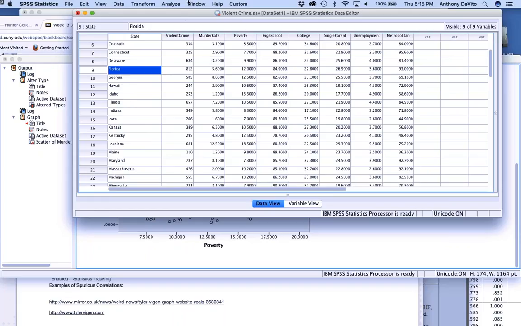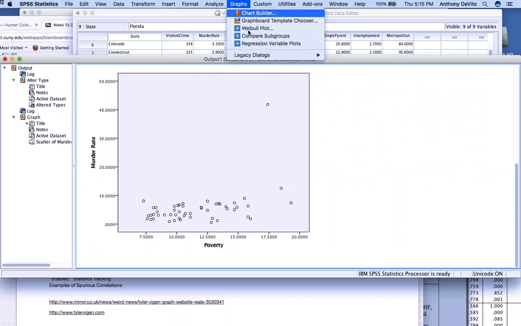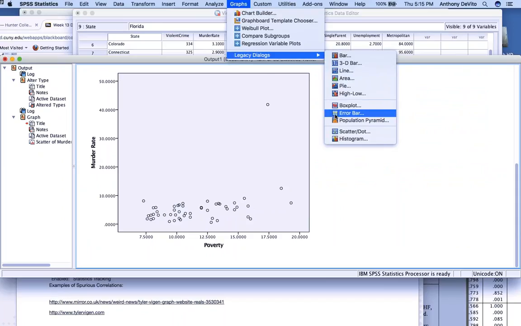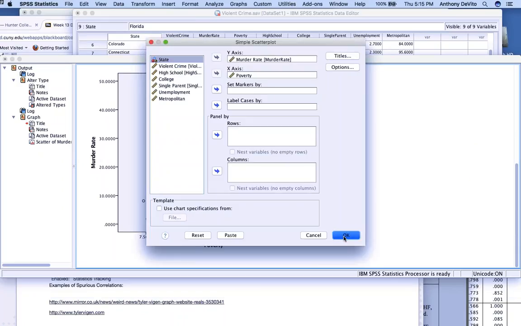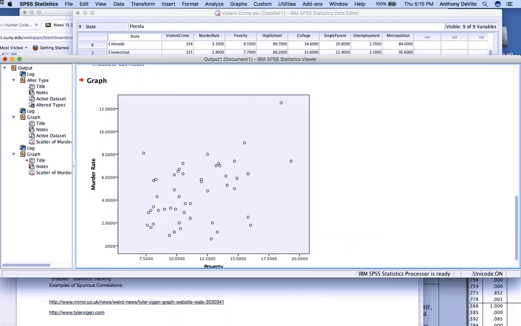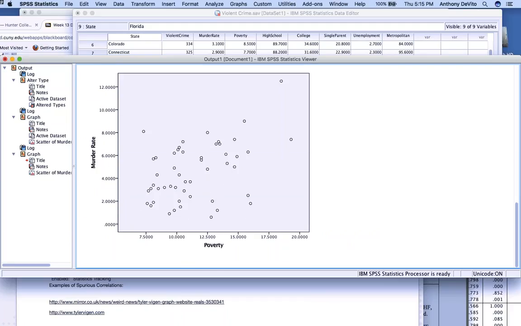Okay, now I'm going to go to my output window here. Graphs, legacy dialogues, scatter plot. Yep, and you'll see the result of that when I do it again. District of Columbia. So there you go. Now it looks like an association there. You can see as the poverty rate goes up, it appears that the murder rate also goes up.